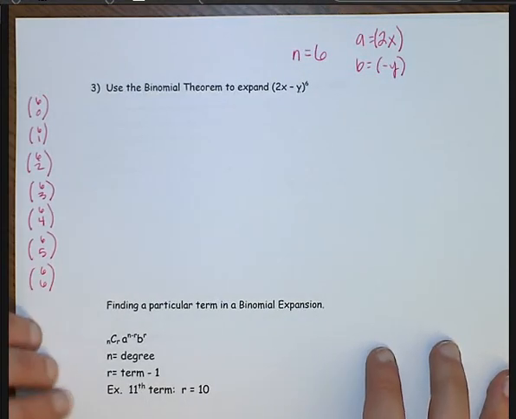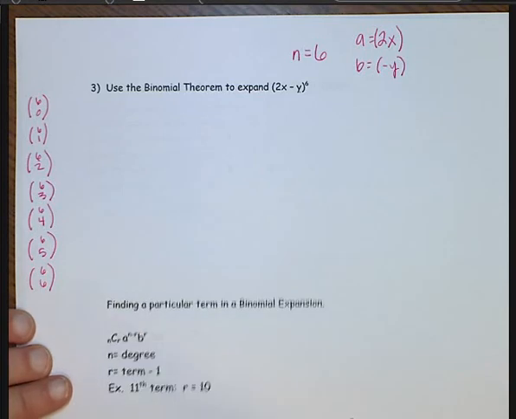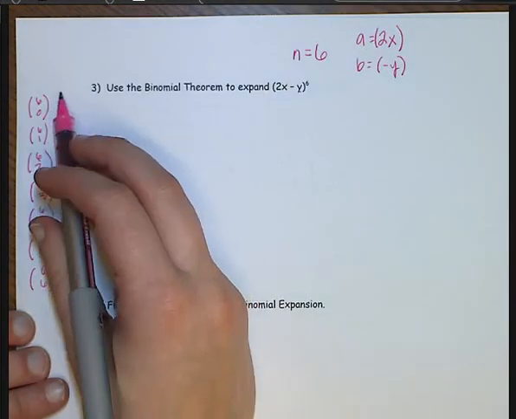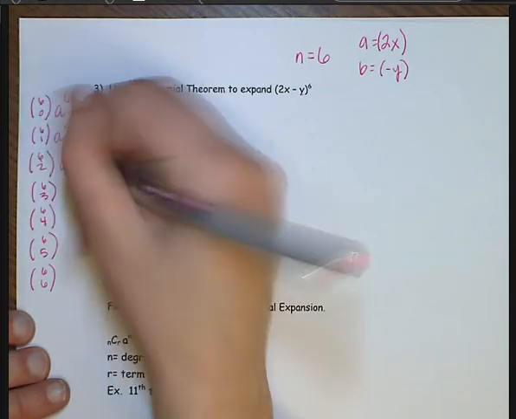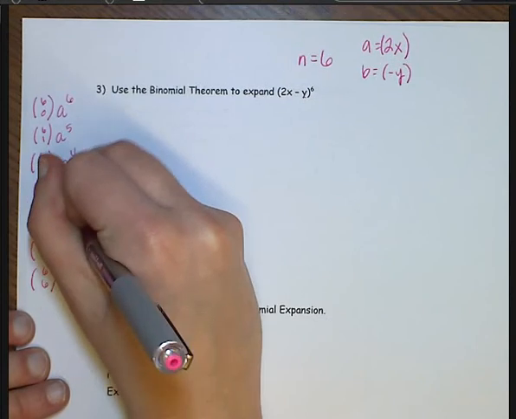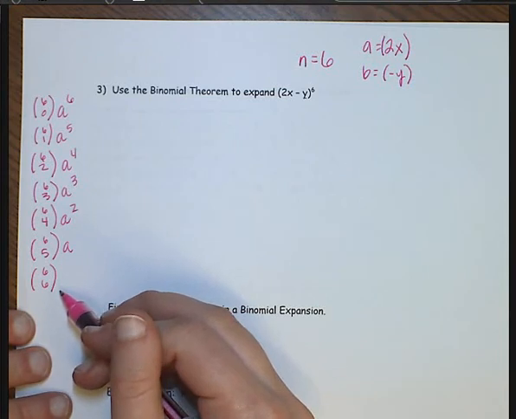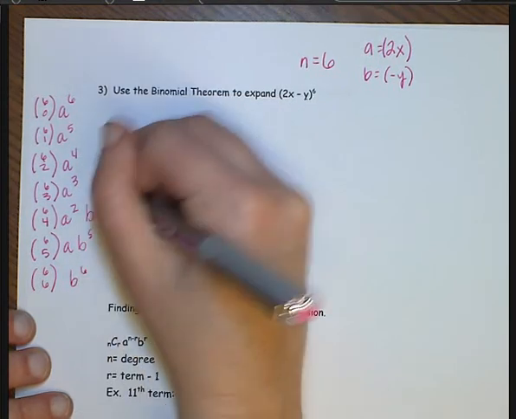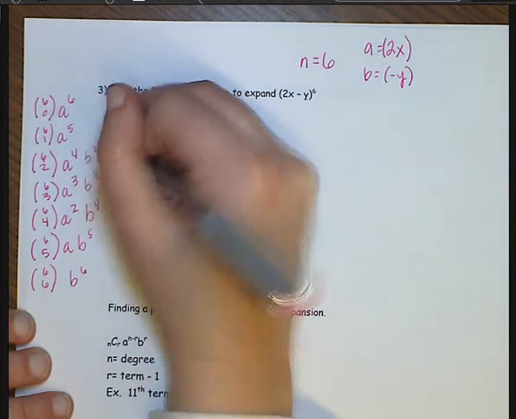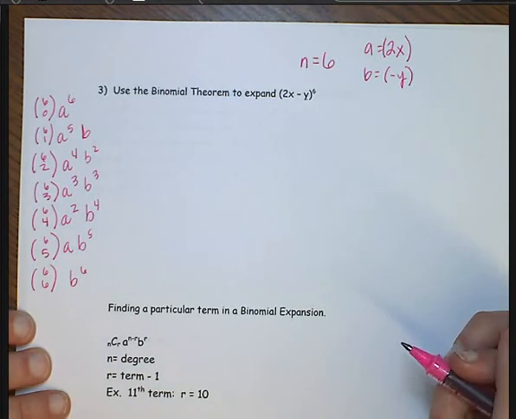Alright, and I need to start by putting in my a's and b's. I'm going to put them in as a's and b's for now, and then we can expand it out the next step. So I'm going to start with a to the nth power, which is 6, a to the 6th, a to the 5th, a to the 4th, a to the 3rd, a squared, a to the 1st, and this is a to the 0, or just 1. Now I start with b's at the bottom. I have b to the 6th, b to the 5th, b to the 4th, b to the 3rd, b squared, b, and b to the 0, which is 1. So now, let's multiply those out.